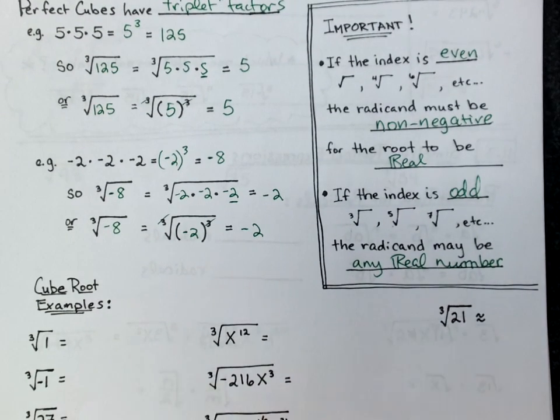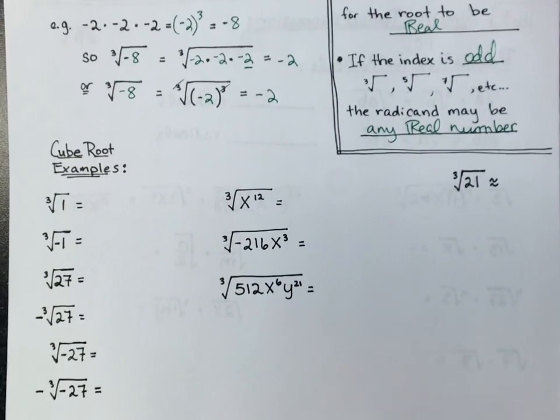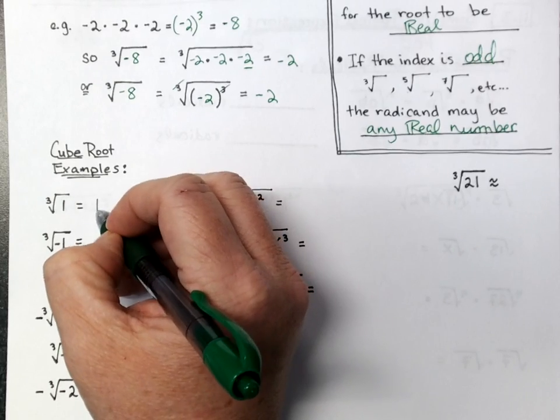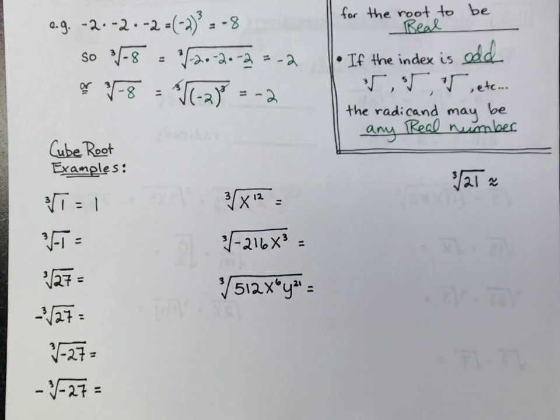So when you're doing problems, simplifying things, you need to make a note: is my index odd or even? Okay, because that changes the rules for the radicand. So there are some specifically cube root examples. Cube root of 1. Yeah, just like the square root of 1 is 1. Okay? 1 times 1 times 1.